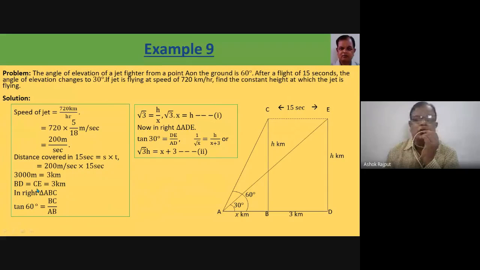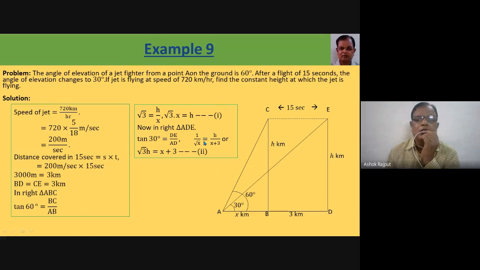Now we have found BD or CE. So in right angle triangle ABC, tan 60 equal to BC upon AB. It is root 3 equal to h by x, so root 3x equal to h. Now in right angle triangle ADE, tan 30 equal to DE upon AD. Tan 30 equal to 1 by root 3 here.